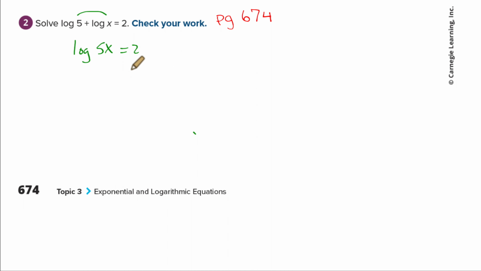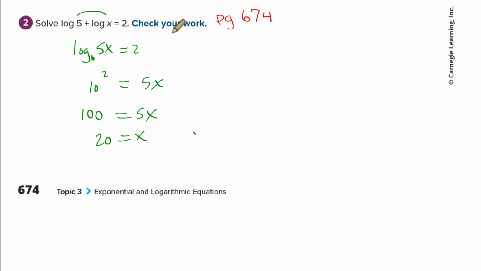Well, guess what we can do now? The base here is 10, right? So we can rewrite this as 10 squared equals 5x. Or 10 squared is 100, right? So 100 equals 5x. We can solve that and get x equals 20. So it looks really difficult, but it's not too bad.